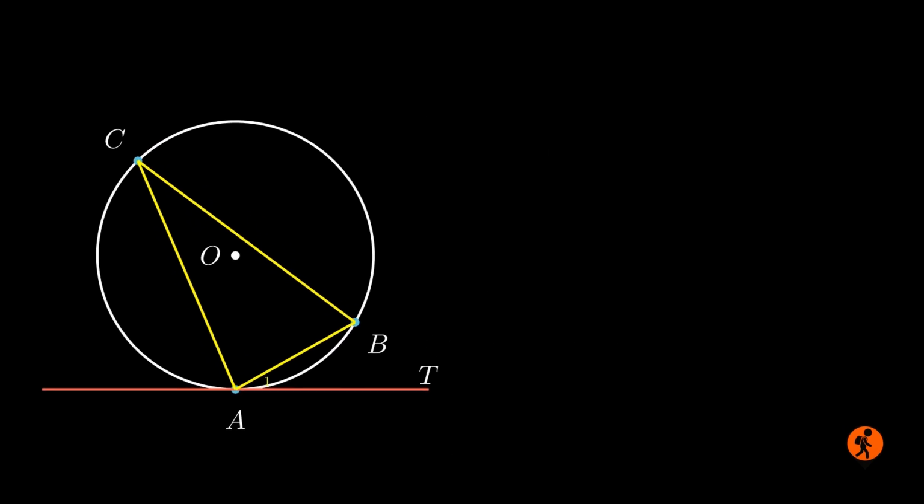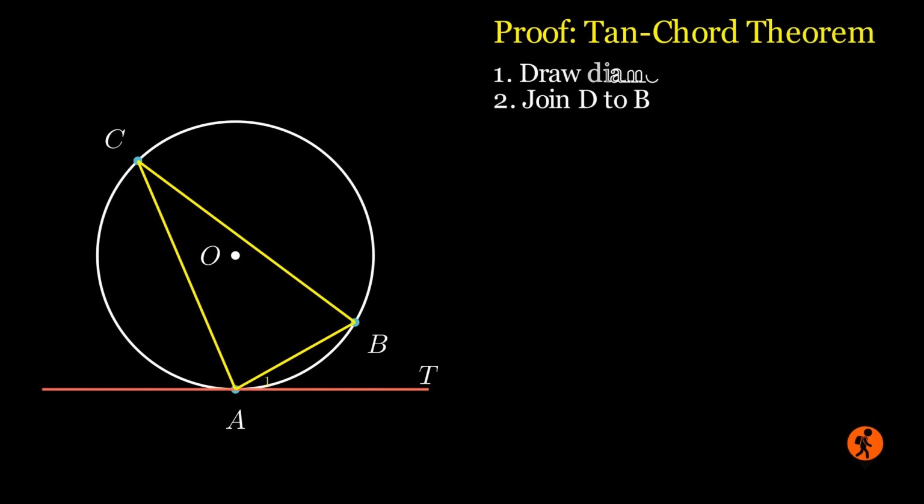To prove this, we construct a diameter. We draw a line straight from A through the center O up to point D on the circumference. Then we join D to B to form a triangle.